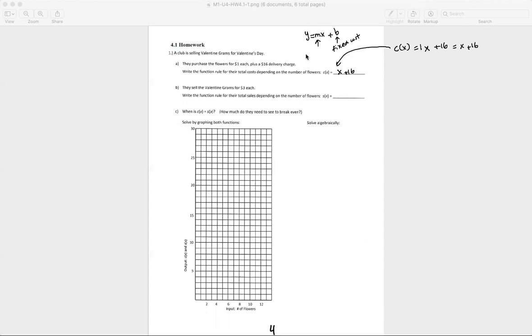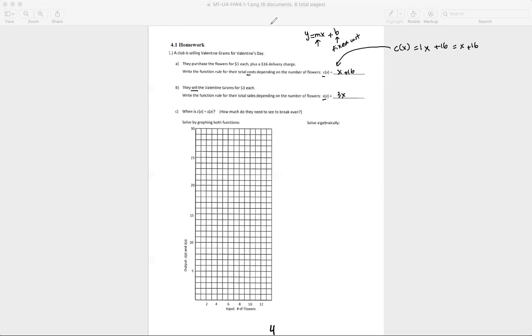Okay, so then next part B is they sell the Valentine grams for $3 each. Write the function rule for their total sales depending on the number of flowers. So if they sell the Valentine grams for $3 each, this is S for sales, right? Notice they sell S of x. A cost, right? A cost C of x. So if they do sell for 3, that's your slope. So you would say it's just 3x, right?